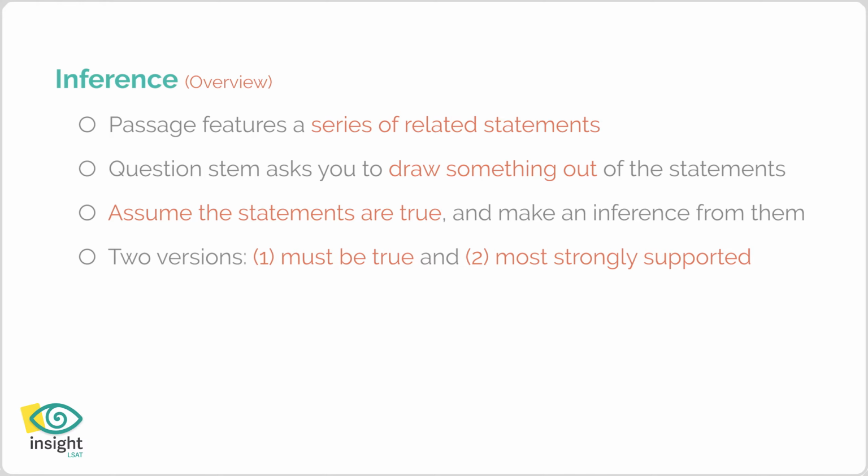I sometimes think of must be true and most strongly supported as the strong and weak versions of inference, respectively. They both ask you to do pretty much the same thing: find an answer choice that is supported by the passage. But in one case, that support has to be maximally strong, while in the other, it can have more wiggle room.